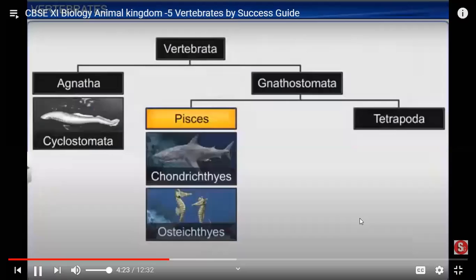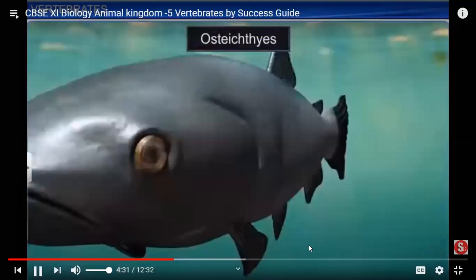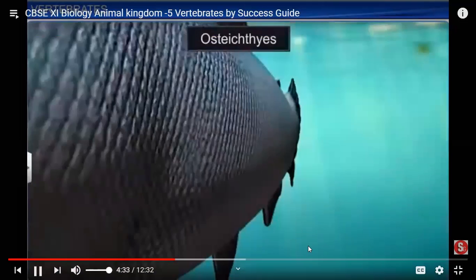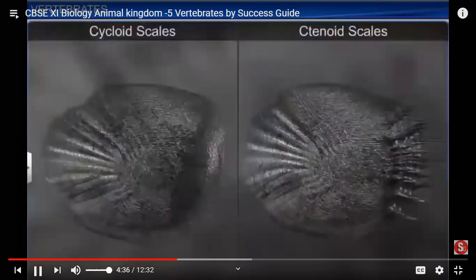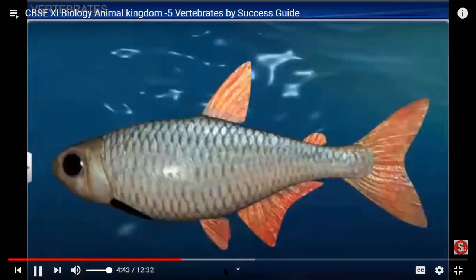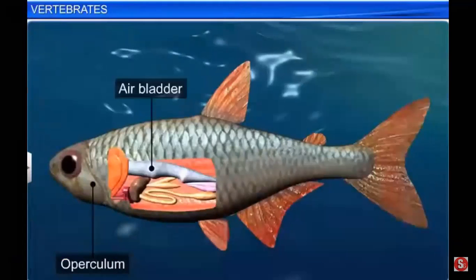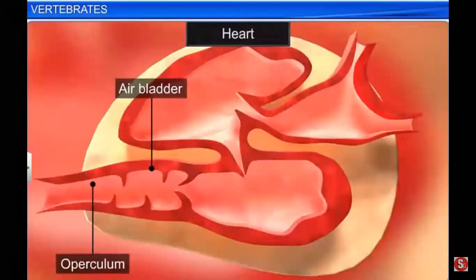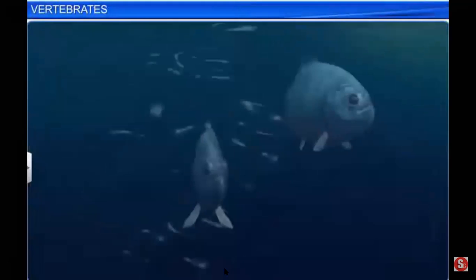The next class within Pisces is Osteichthyes. These are marine and freshwater fish with a streamlined body and a bony endoskeleton. Their skin is covered with cycloid or ctenoid scales. These fish have 4 pairs of gills, which are covered by an operculum, and an air bladder, which maintains buoyancy. They too are cold-blooded and have a two-chambered heart. Osteichthyes are dioecious.